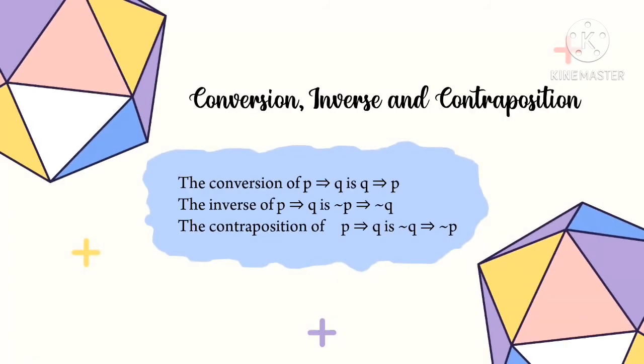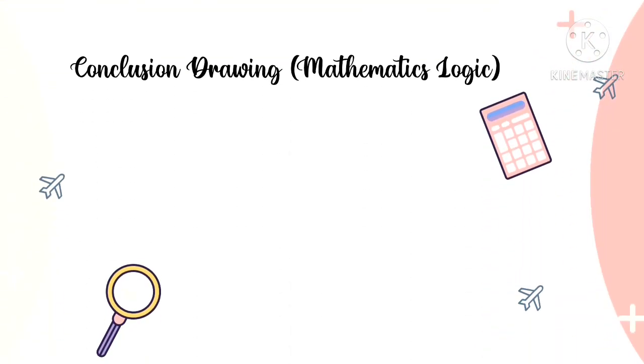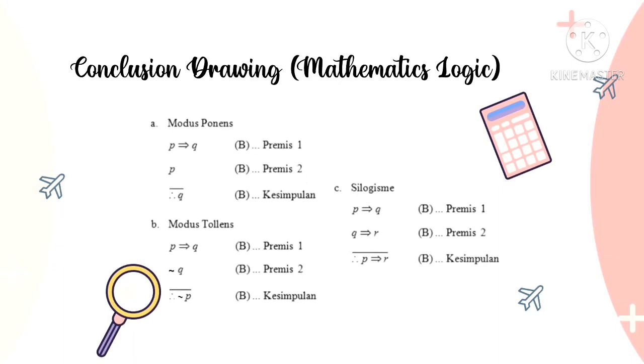Okay, the next is about conclusion drawing. Drawing a conclusion is deriving a conclusion from several compound statements that are interrelated. Drawing a conclusion consists of several ways, namely A. Modus ponens, B. Modus tollens, and C. Syllogism.